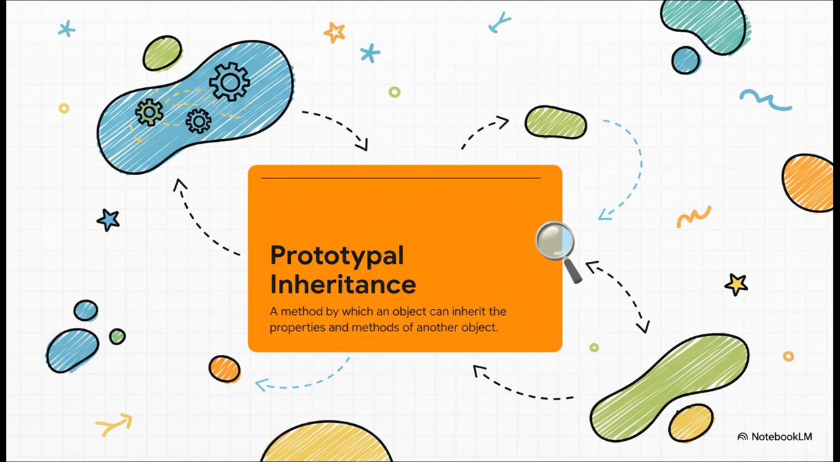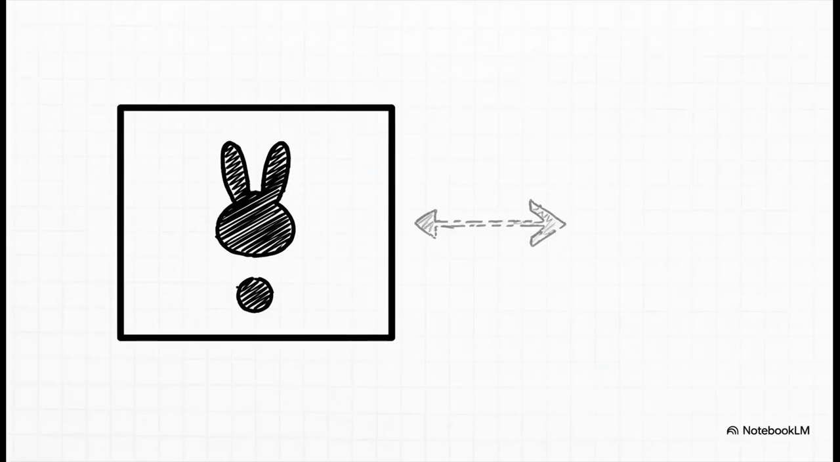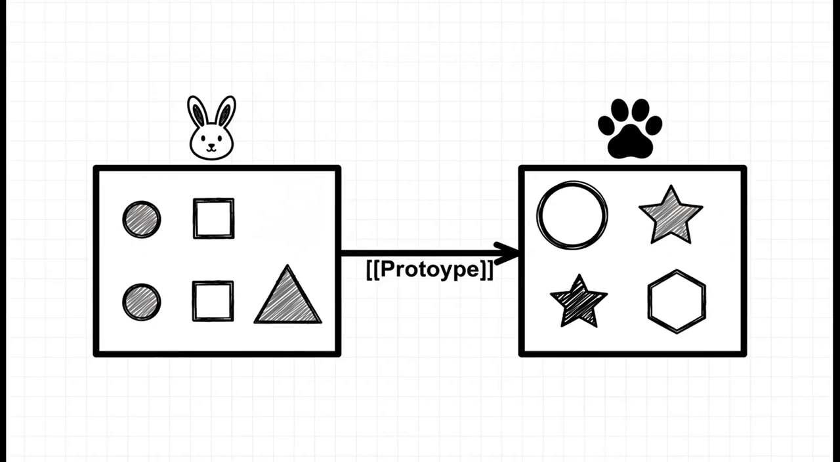This whole idea is called prototypal inheritance. It's a feature where an object can essentially borrow properties and methods from another object, and that other object it borrows from, that's called its prototype. To really get this, let's build a mental picture. Imagine every object has this internal, hidden property called prototype. So let's start with a simple rabbit object that has one property, jumps. Now that hidden prototype link inside our rabbit object can point to another object. Let's say it points to an animal object. Just like that, animal has become the prototype for rabbit.